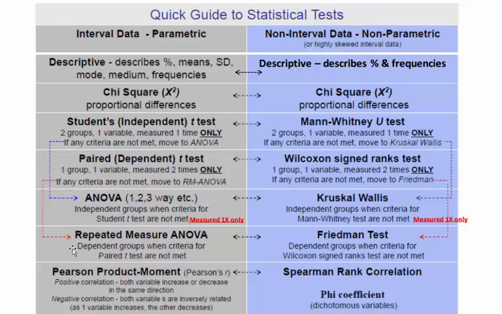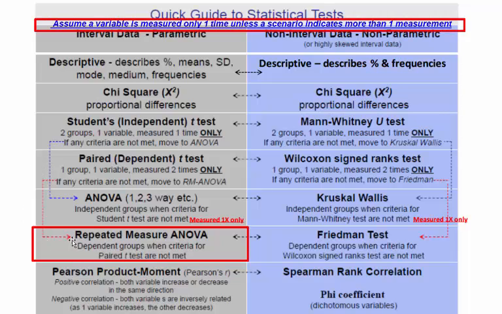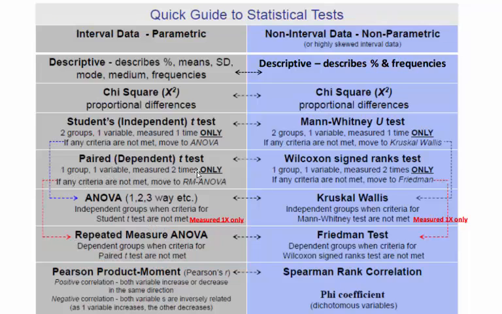then you could use the ANOVA. The repeated ANOVA is when you do not have the criteria for a paired t-test or the dependent t-test. So perhaps you have two groups, one variable measured 2 times. That doesn't fit that criteria, so you would go to the repeated ANOVA. Repeated ANOVA can be two groups, two variables measured 4 times. It could be one group, two variables measured 2 times. It could be several things. What it is not is one group, one variable measured 2 times.